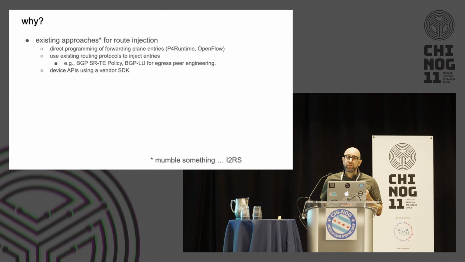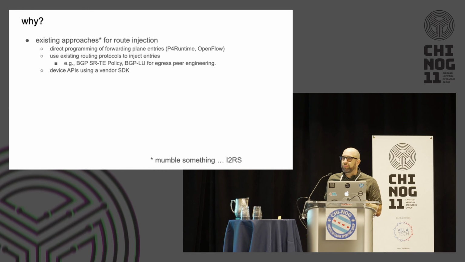So we have IGPs for exchanging reachability information. How do I know how to get to various locations inside of my AS? We have BGP for exchanging routes, more broadly, or for exchanging routing information within our AS. But sometimes we want to do something surgical, or we want to be able to divert traffic within our domain or to another domain. And the tools for doing that are all over the map.